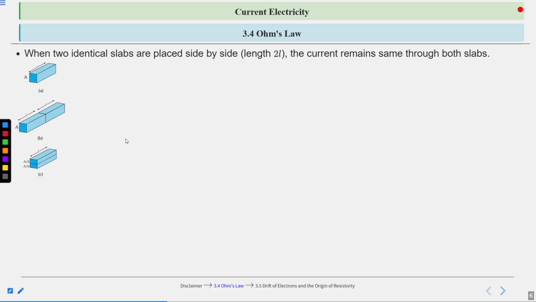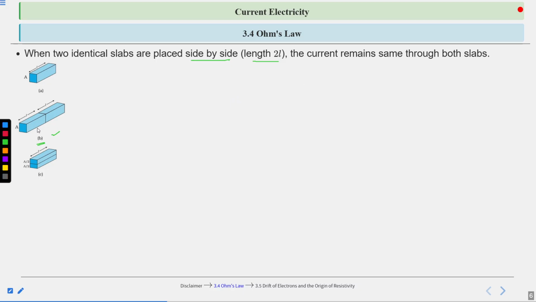Okay, again this diagram. Now, when two identical slabs are placed side by side, length 2L, they are talking about this B case now. When two identical slabs are placed side by side like this, one slab, then another slab, such that their length is now 2L, L plus L, the current remains the same through both slabs.